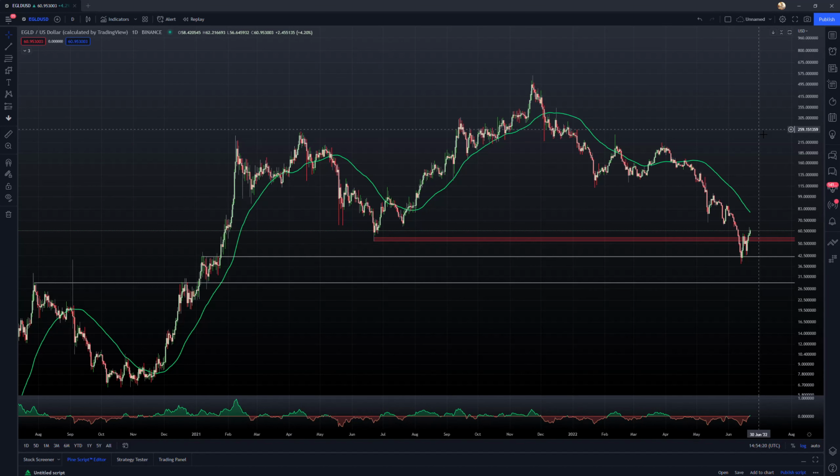Today I'm going to be providing a market analysis update for EGLD as well as going over some very key areas of support and resistance to watch out for.